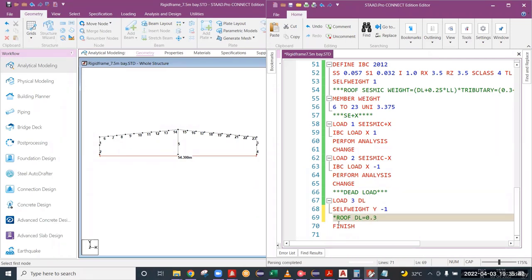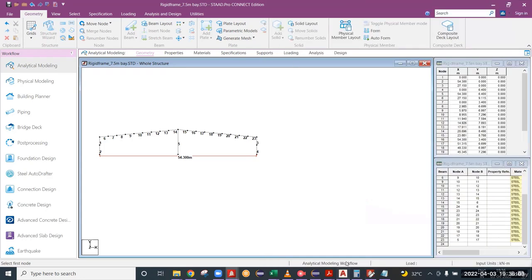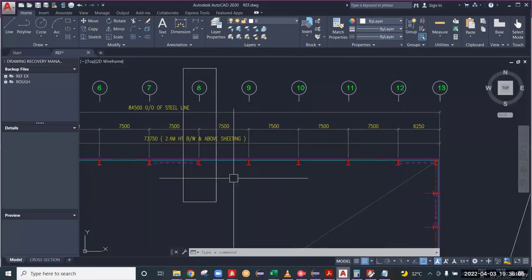What are the units of that 0.3? Kilonewton per meter square. I told you it is an areal load, coming all over the plan area, right? So you have to convert it into UDL. How to convert this load into UDL? By multiplying with the tributary width. As I told you, taking this example, grid line 8 will have a tributary from mid of this one to mid of this one. So 7.5 by 2, 7.5 by 2, that gives you 7.5.